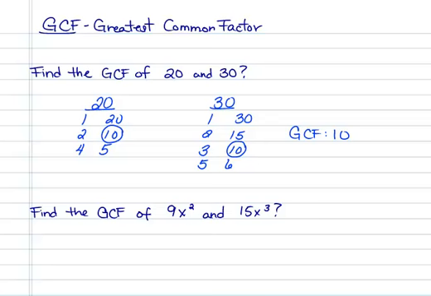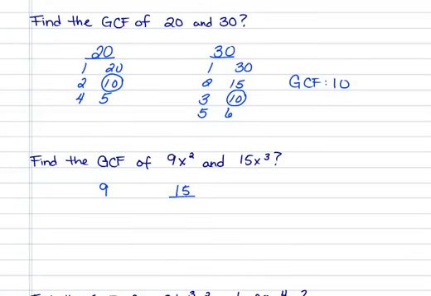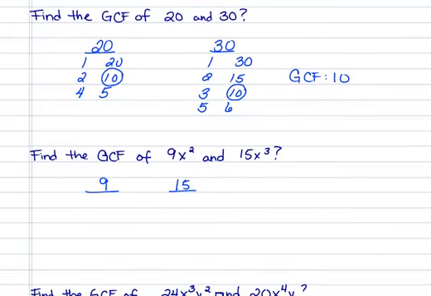So let's try it again. This time we're going to find the greatest common factor of 9x squared and 15x cubed. So let's just take a minute and work with the numbers first. 9. 1 times 9. 2 times nothing. 3 times 3. That's it.